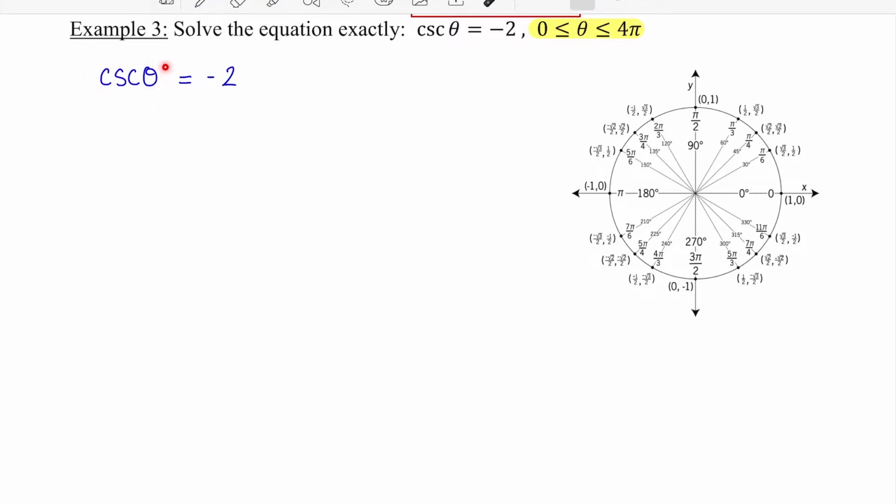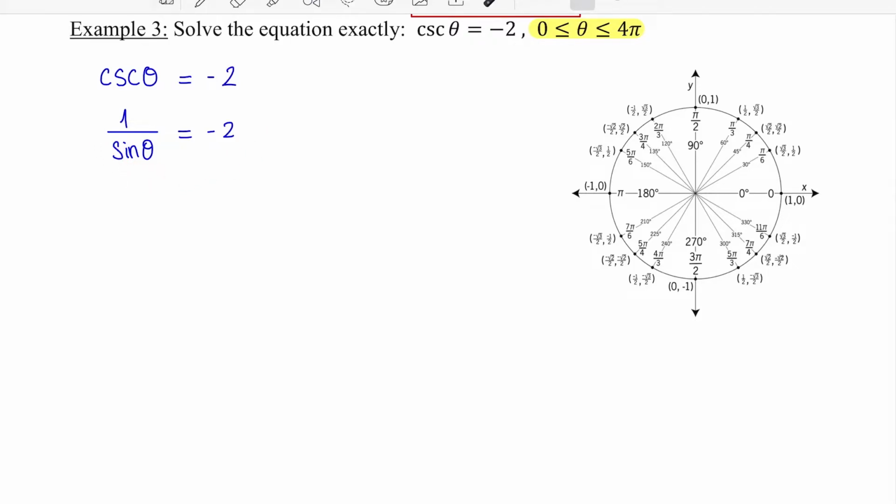In this equation, I have my trig function by itself, and then everything else is on the other side. From here, I'm trying to solve for theta. On my unit circle, I only have the value for cosine and sine. I don't have the value for cosecant. What I am going to do now is rewrite cosecant theta into 1 over sine of theta.